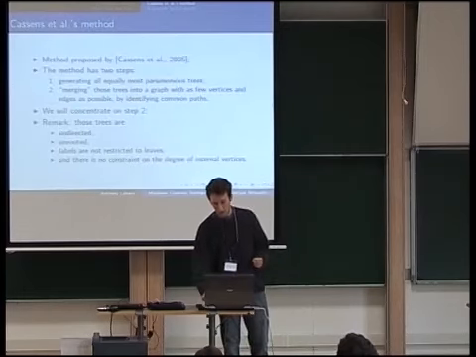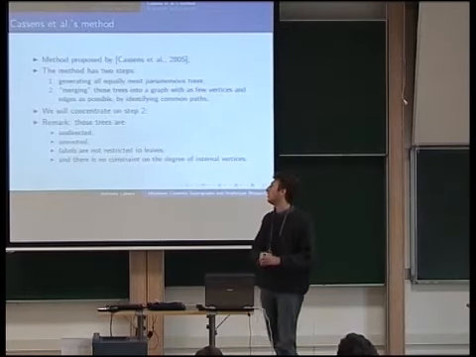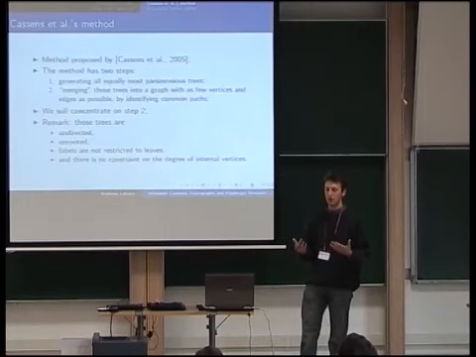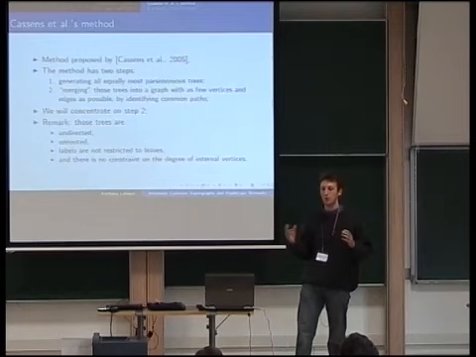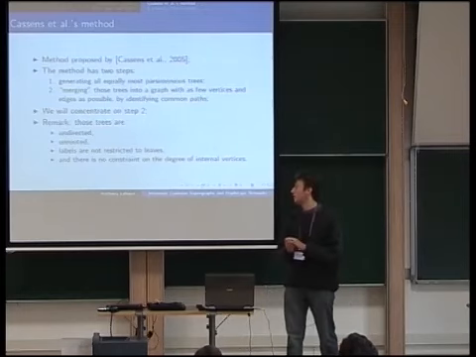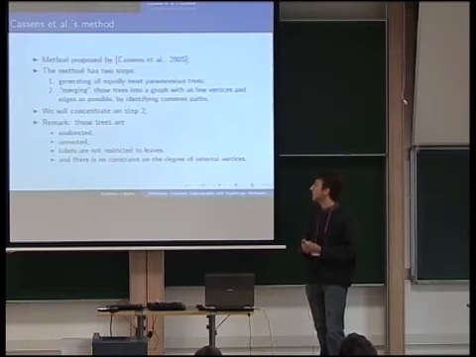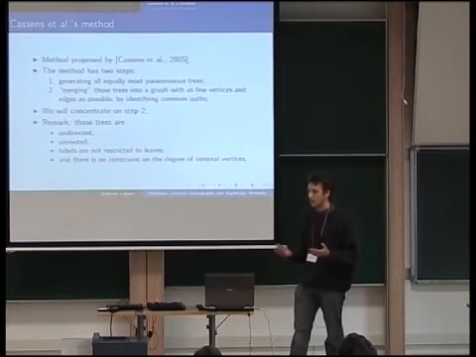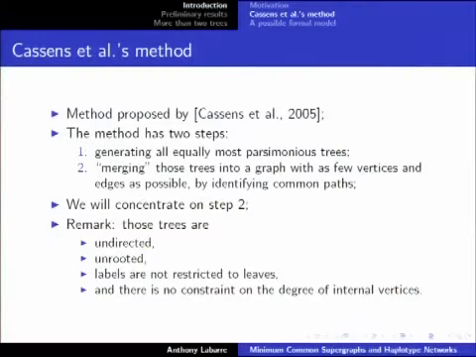And another technique that's been used in phylogenetics is to build the graph not from the sequences but from the trees. And this is a method that has also been proposed by Cassens et al. in that context, which consists in generating all equally most parsimonious trees on your genes, and then trying to merge those trees somehow into a graph in the most compact way possible. So I'm only going to deal with the second step here, that is how to merge those trees into a graph.